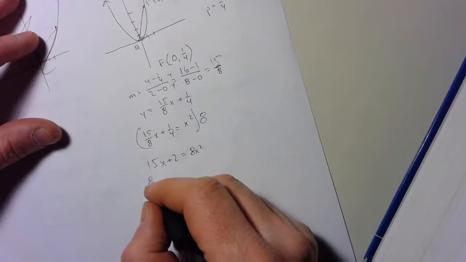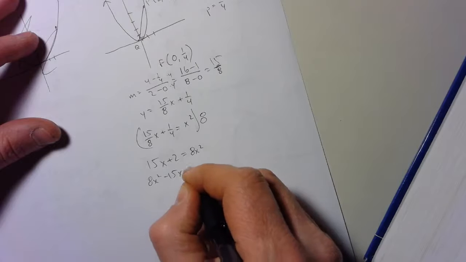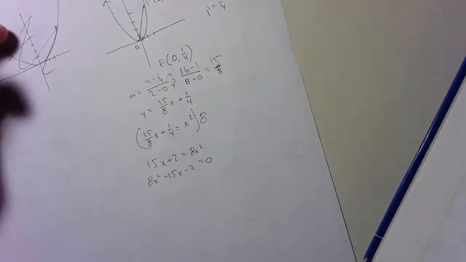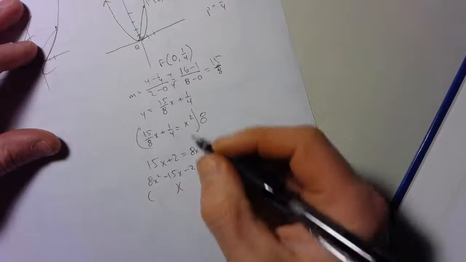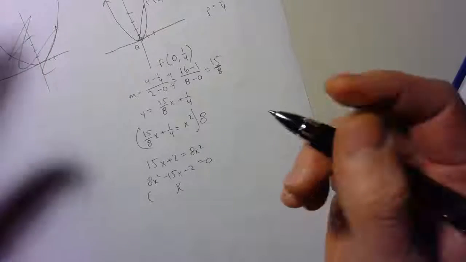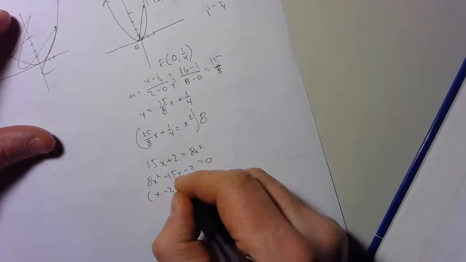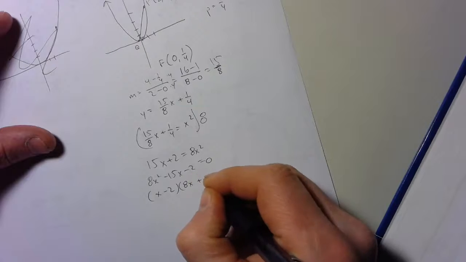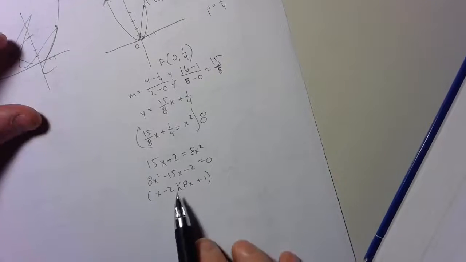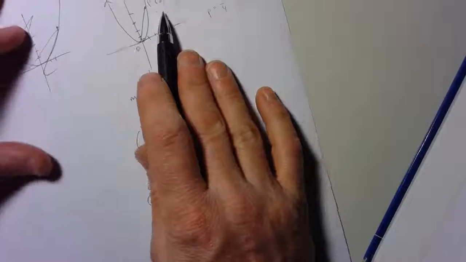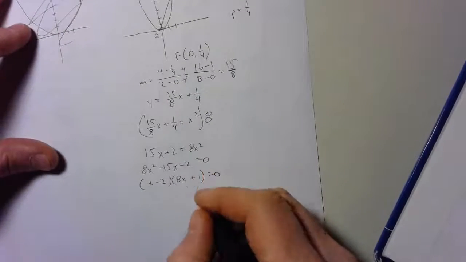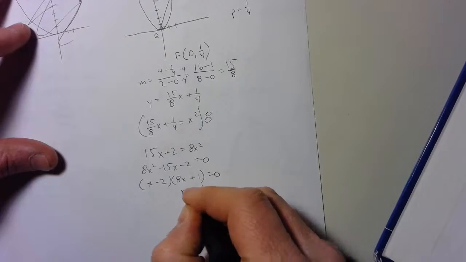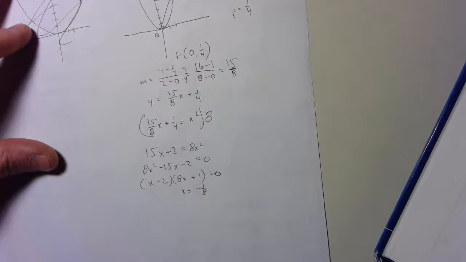Looking at my factors, this actually helps because I know that 2 is going to be one of my answers. So I'll make that one of them, and what's left over is 8x plus 1. Hey, look, that works out. I knew which one was going to be which, so that helps me get the other one. So I have my x value is -1/8, and I know we have 2, the other one.